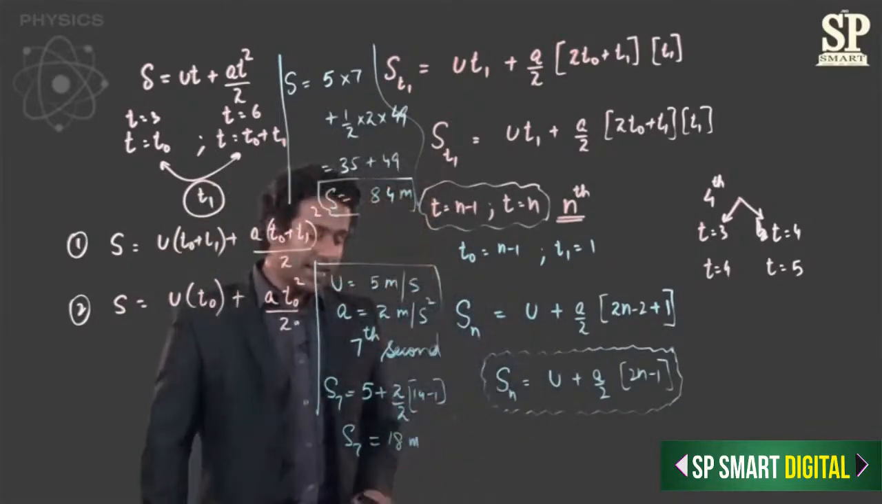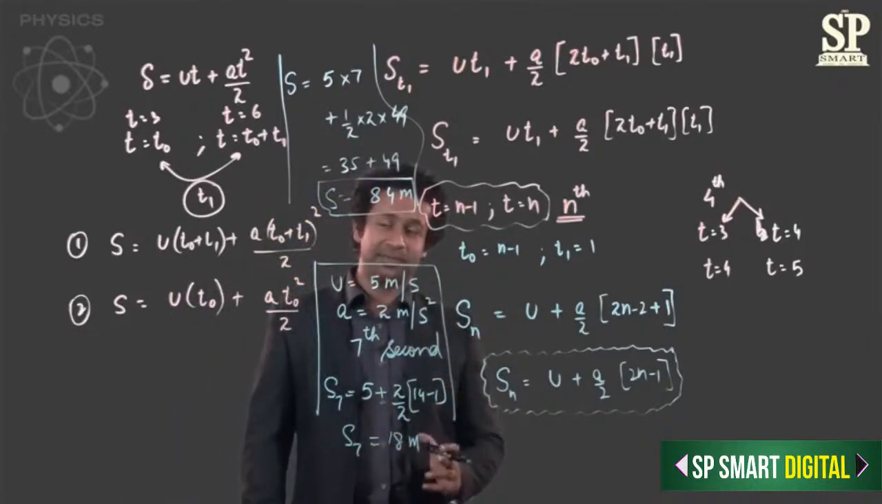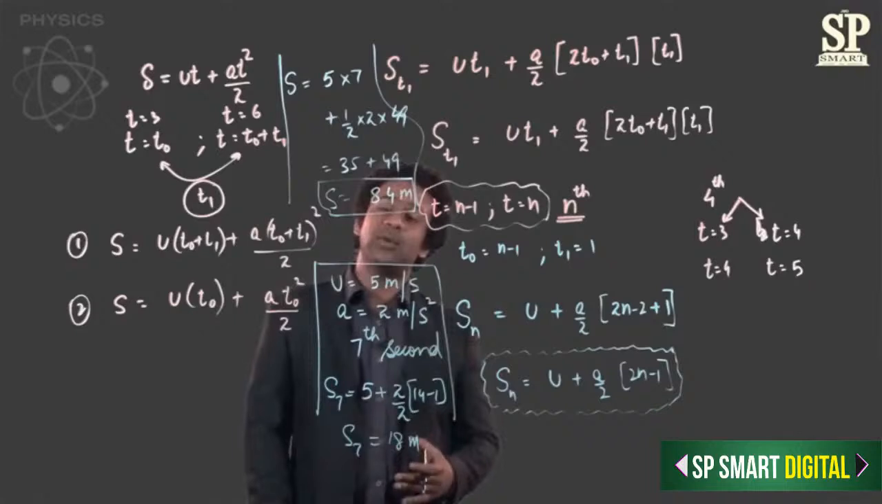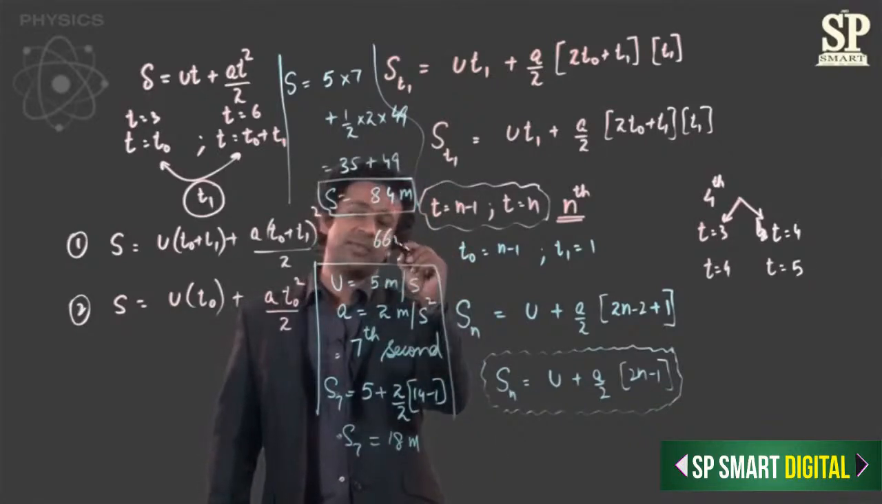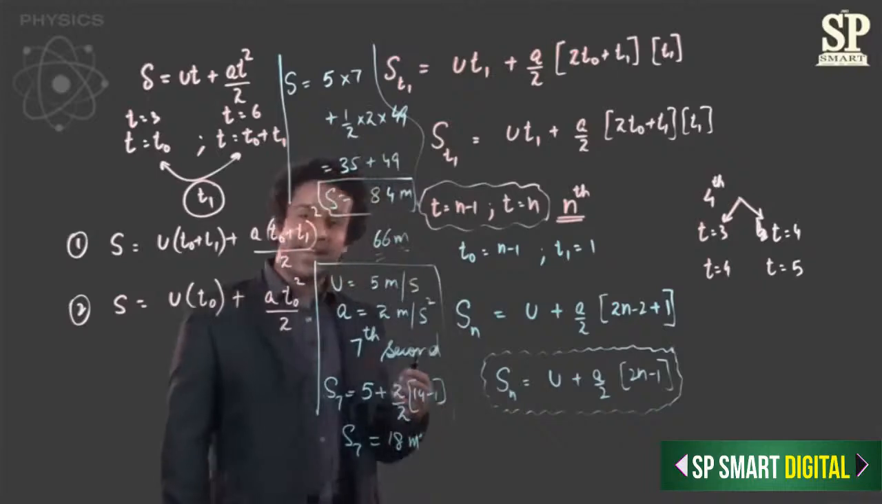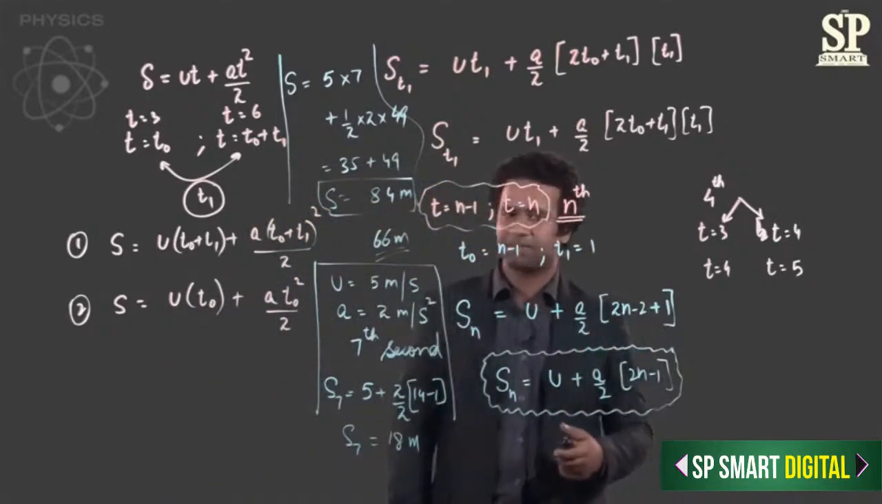Of this, 18 meters was covered in the 7th second. That means the remaining value, which is 66 meters. So the remaining 66 meters was covered in the first 6 seconds.